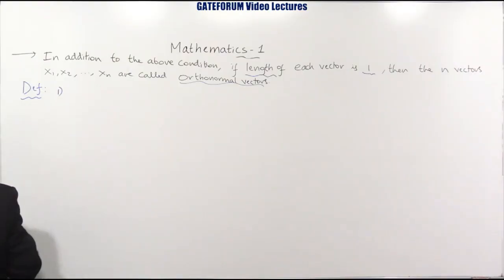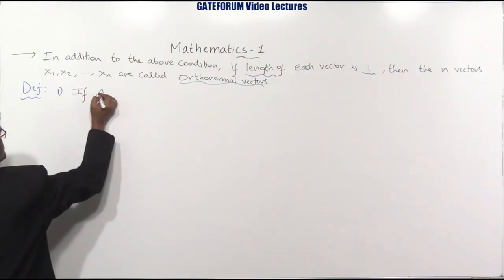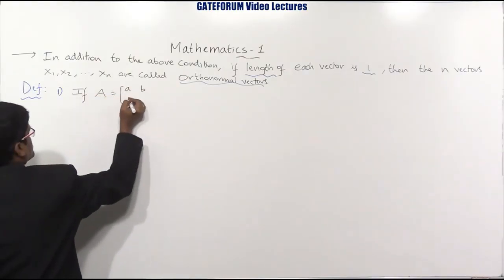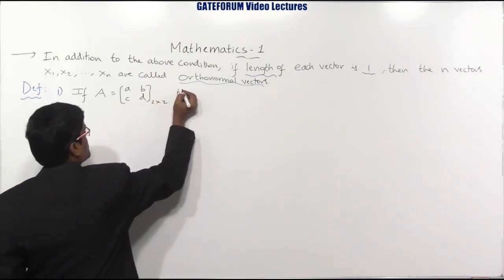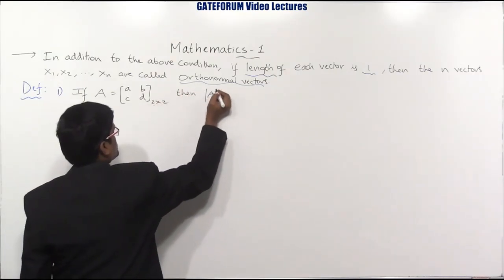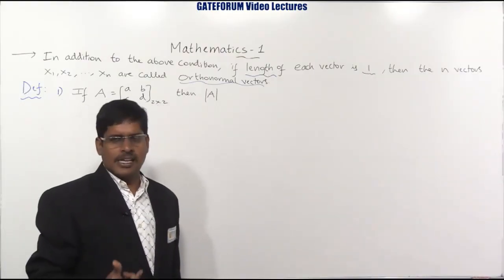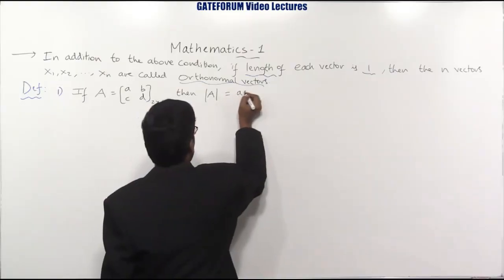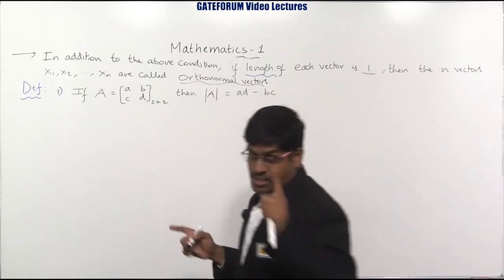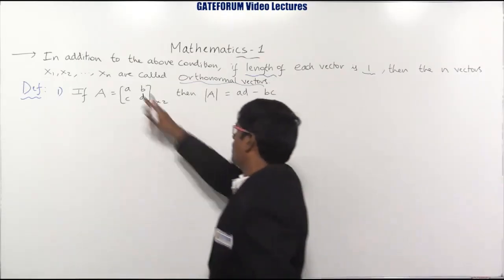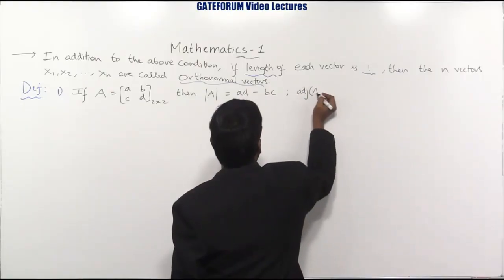The first one is from 10th class. If A is a 2 by 2 square matrix with elements a, b, c, d, then mod A, or some people read it as det A, the determinant of A, is equal to the product of the diagonal elements minus the product of the non-diagonal elements. This is a shortcut for a 2 by 2 square matrix only: ad minus bc.